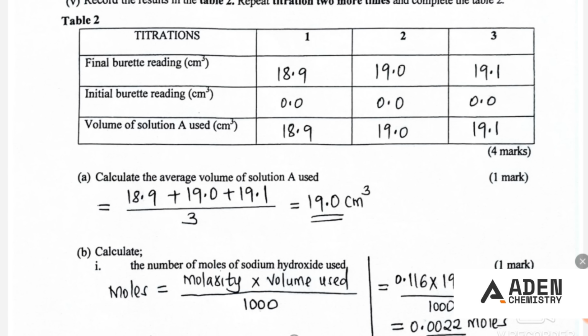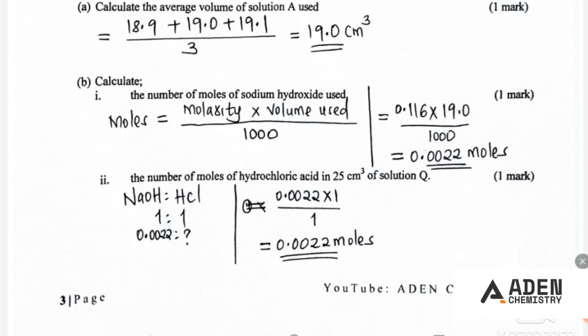Learners, when you are putting these values, first of all, when you say 18.9 plus 19.0 plus 19.1, say equal to, then divided by 3. Don't just put 18.9 plus 19.0 plus 19.1 divided by 3. It will give you wrong answer. But P, we are told calculate Roman 1, the number of moles of sodium hydroxide used. So what was the formula for calculating moles? It was molarity multiplied by volume used divided by 1000. So what is the molarity of sodium hydroxide? It is the one that we have gotten in procedure A.